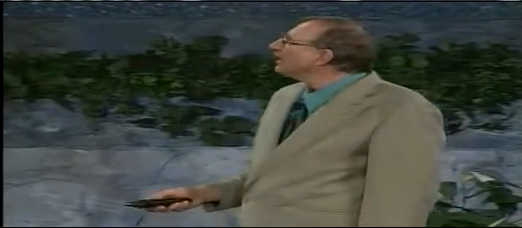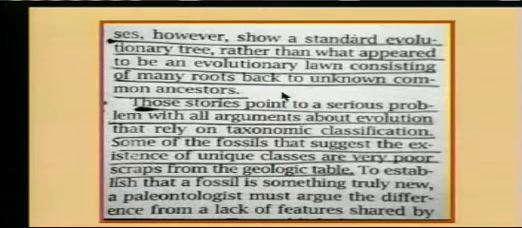Now remember, the Cambrian is that layer at the bottom when the first macrofossils formed. It says it was characterized by the sudden and roughly simultaneous appearance of many diverse life forms some 600 million years ago. And then he continues to say, talks about a standard evolutionary tree, rather than what appeared to be an evolutionary lawn consisting of many roots back to unknown common ancestors. Let me put that into position.